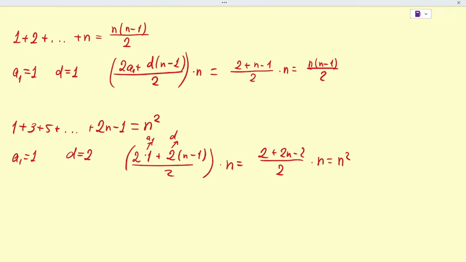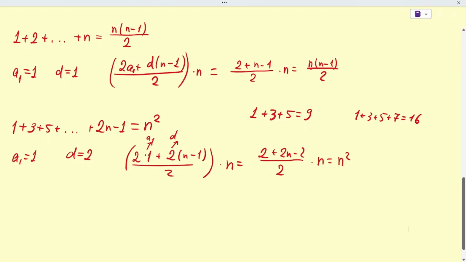We can easily prove this if you see several examples. 1 plus 3 plus 5 equals 9, which is 3 squared. 1 plus 3 plus 5 plus 7 equals 16, which is 4 squared, and so on. Clearly, our formula is correct.